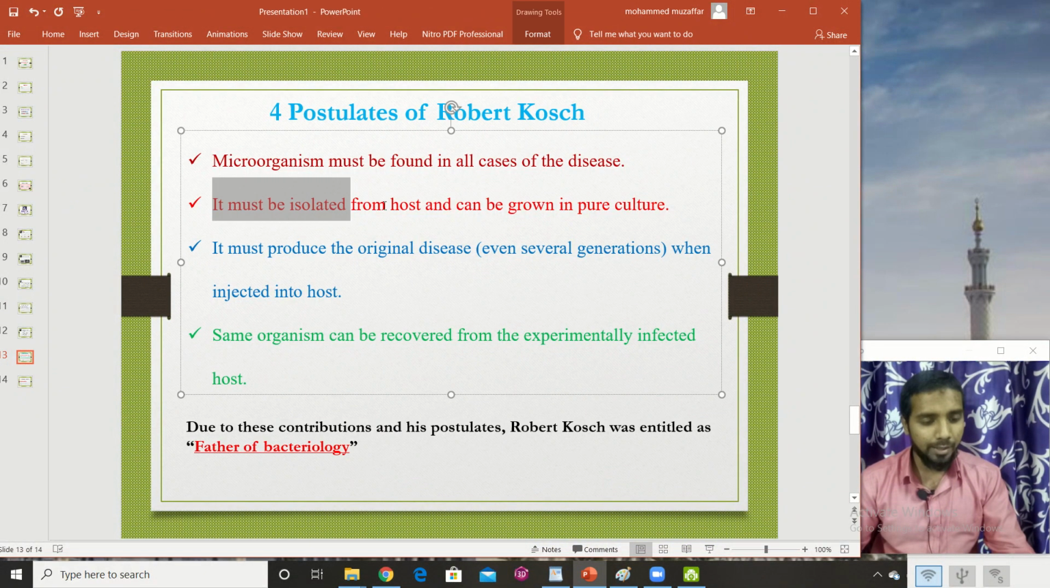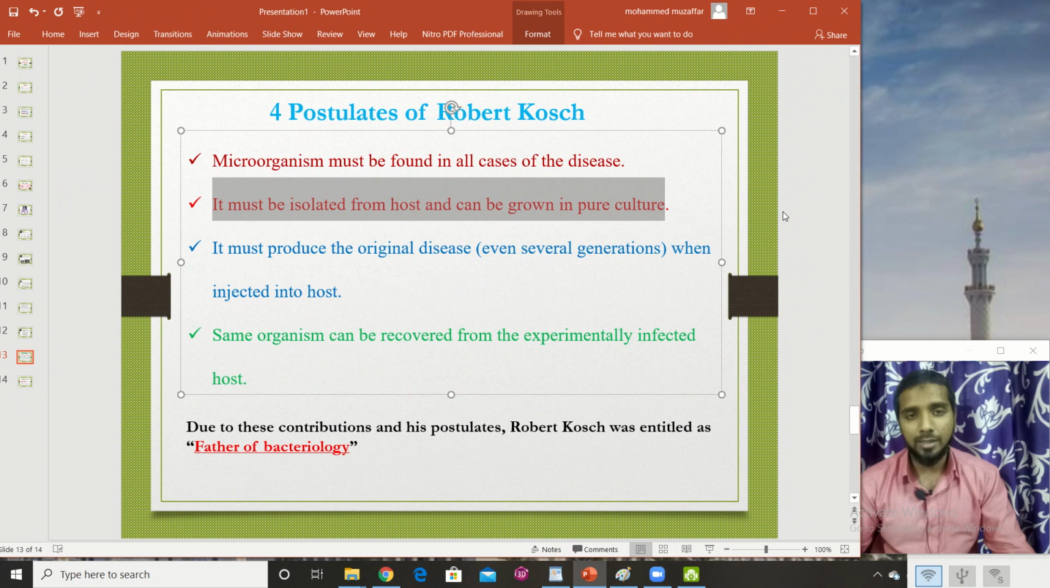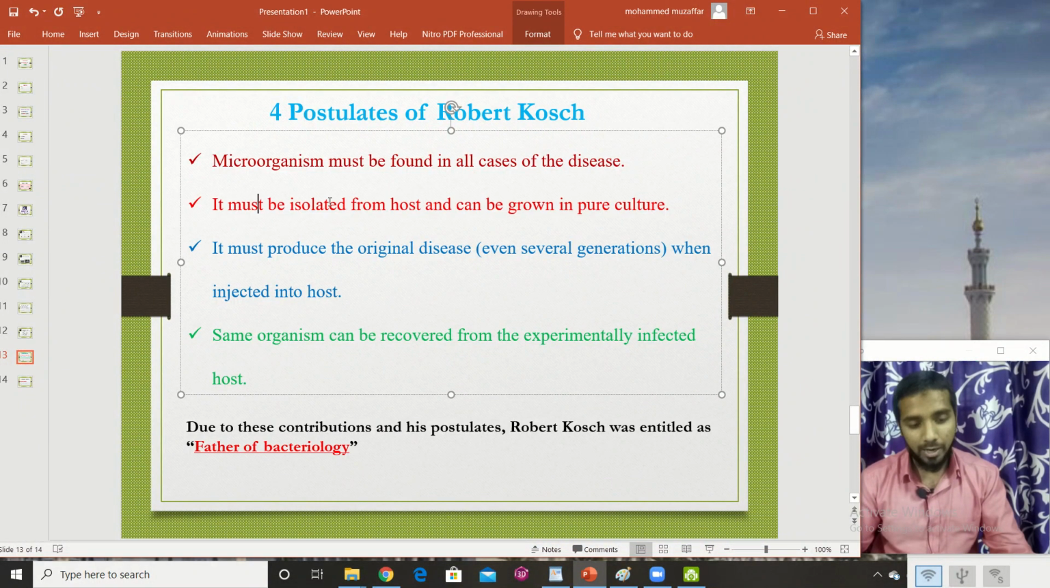Next postulate that he made was, it must be isolated from host and can be grown in pure culture. From his experiment, he has first taken the microorganism from the cattle, isn't it? From the cattle, he has taken the blood sample and observed under microscope for bacteria, that is Bacillus anthracis, and then isolated and cultured it. That means he was able to isolate the microorganism and grow it in a pure culture. That means he was able to prepare as well as maintain it in a pure culture. So second postulate is, it must be isolated from host and can be grown in pure culture.